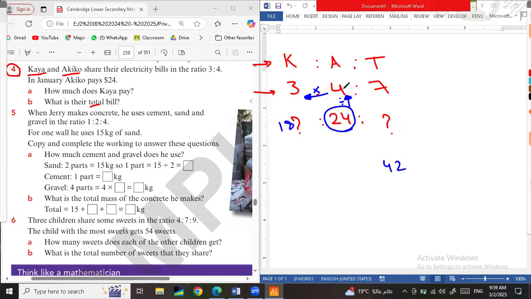24 divided by 4 is 6. But instead of multiplying it by 3 to find Kaya, I'm going to multiply it by 7 to find the total. So 6 times 7 is 42. The same answer exactly. So I could have used the ratio from the very beginning to find the total. I could have used it to find Kaya, then added up to find the total as well.